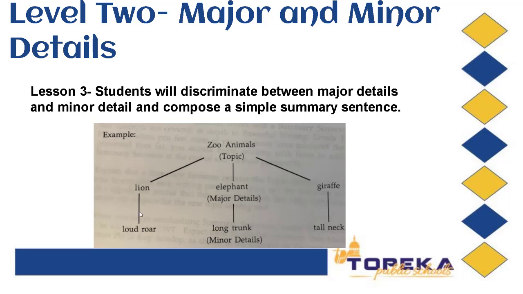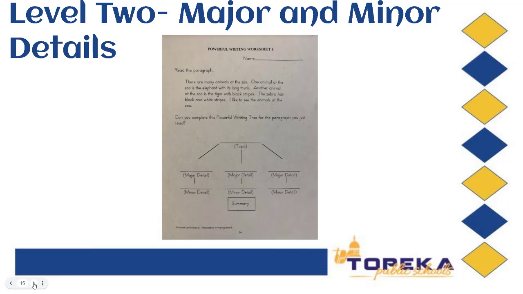So I'm giving details about a lion. I'm saying loud roar. I'm giving a minor detail about an elephant, a long trunk. And giraffe, tall neck. So I have topic, major details, minor details. So notice that I'm developing and I'm deepening the level of detail that I'm writing with.